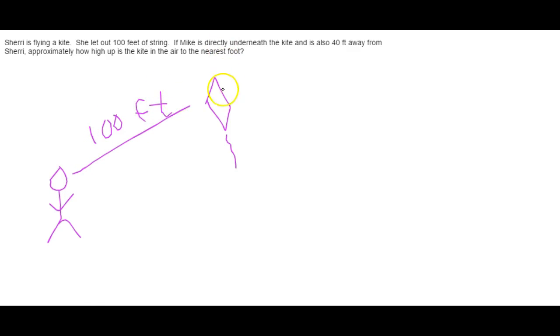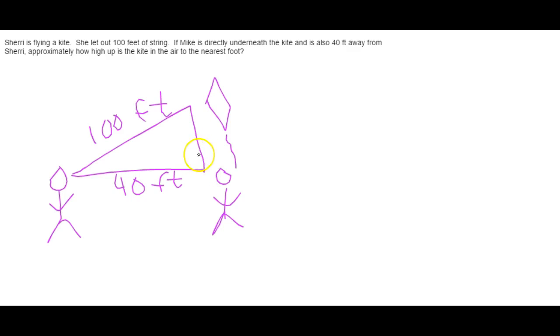We can also do a Pythagorean Theorem word problem. So Sherry is flying a kite. She let out 100 feet of string. So we have a person flying a kite and connecting from the person to the kite is 100 feet of string. If Mike is directly underneath the kite, so another person directly under the kite, and is also 40 feet away from Sherry, so they're 40 feet apart, approximately how high up is the kite in the air to the nearest foot?